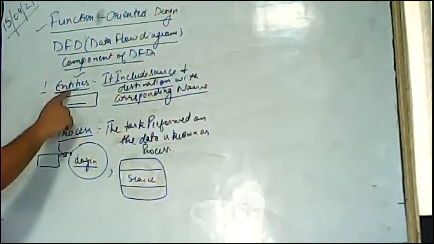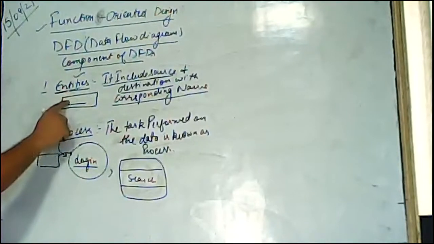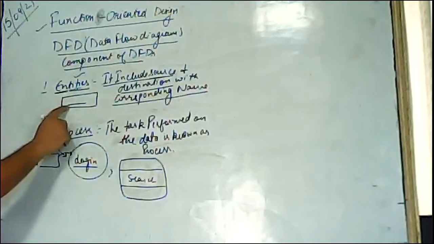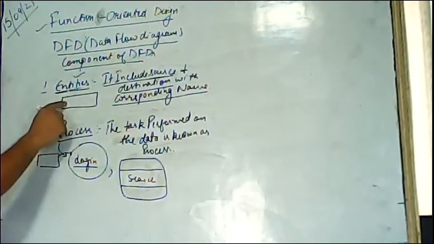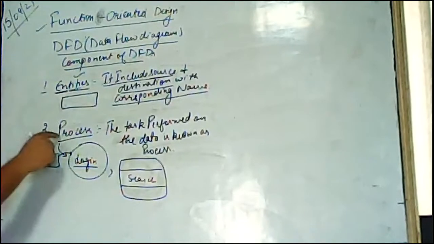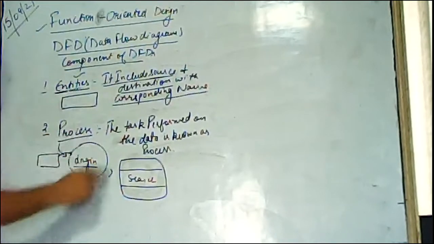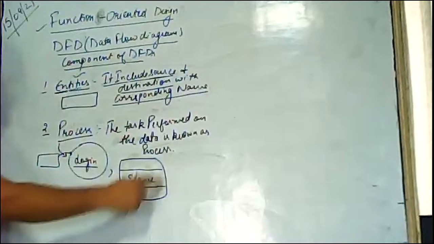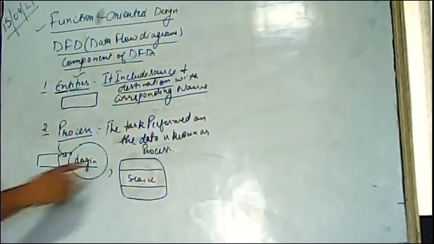First symbol is entity, rectangle. The symbol of your entity is a rectangle, and in between this, you will write the name of the entity. Then there is the process, which is a circle or an oval-like rectangle.